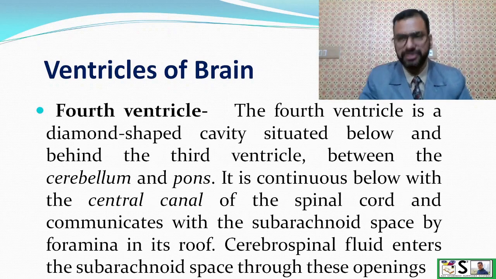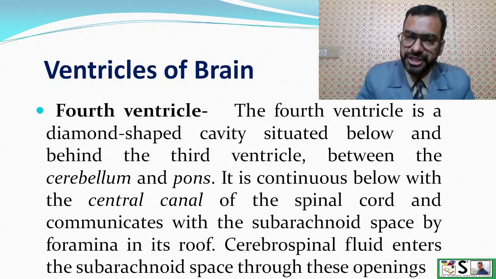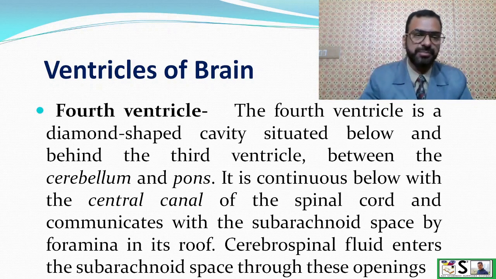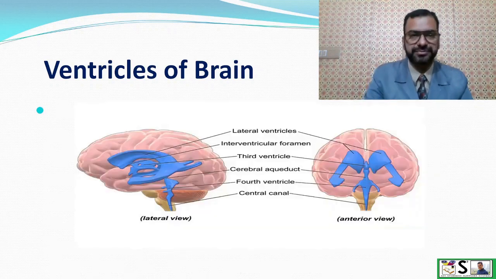Fourth ventricle. The fourth ventricle is a diamond-shaped cavity situated below and behind the third ventricle between cerebellum and pons. It is continuous with the central canal of spinal cord and communicates with subarachnoid space by foramina on its roof. Cerebrospinal fluid enters the subarachnoid space through these openings.